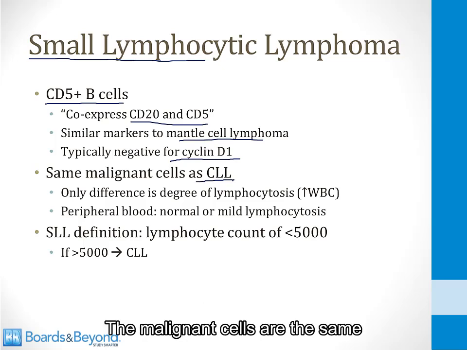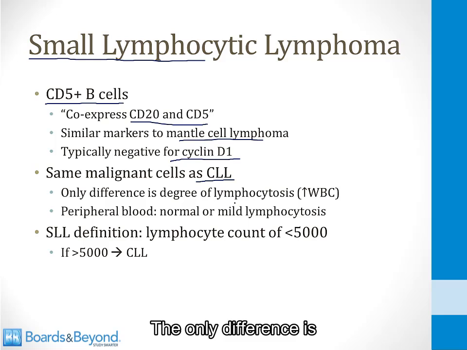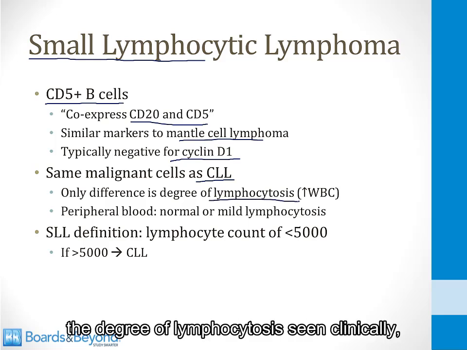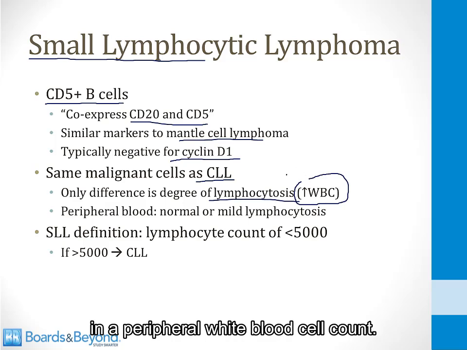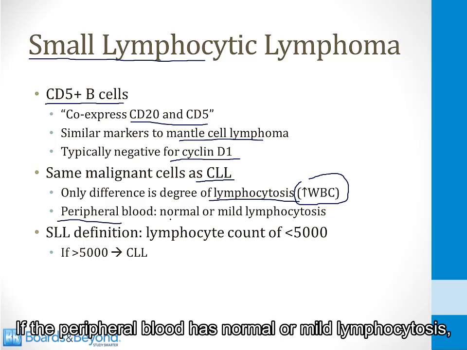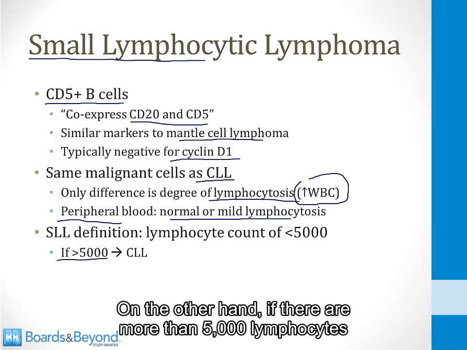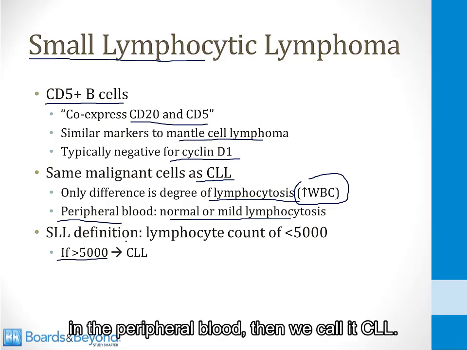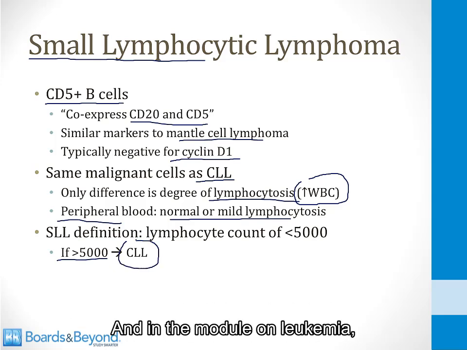The malignant cells are the same in both small lymphocytic lymphoma and CLL. The only difference is the degree of lymphocytosis seen clinically, meaning how high the white blood cell gets in a peripheral white blood cell count. If the peripheral blood has normal or mild lymphocytosis, then we call it small lymphocytic lymphoma. On the other hand, if there are more than 5,000 lymphocytes in the peripheral blood, then we call it CLL. But it's the same disorder caused by the same white cells. And in the module on leukemia, I talk in more detail about CLL.